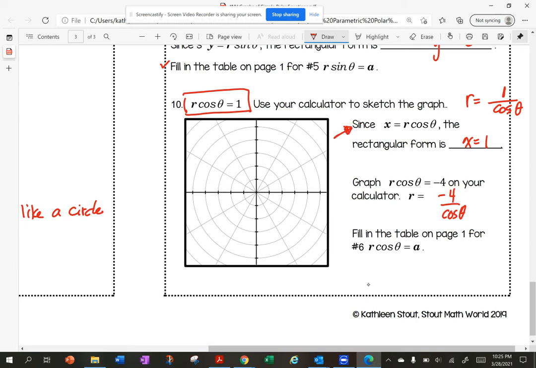So this is at 1. So x equals 1 is a vertical line, and my radius is 1. If I graph this, this is what I'm going to see. If I graph this next equation, I should have a vertical line at x equals -4. So now I should be able to fill in, what does number 6 in the table look like?